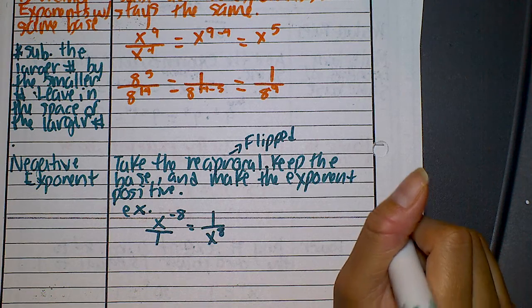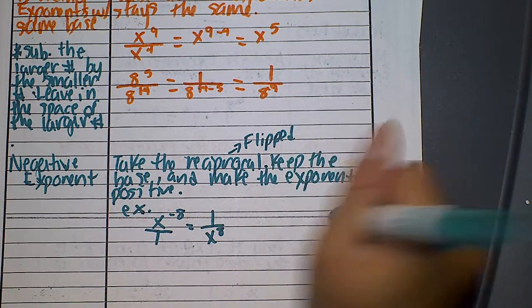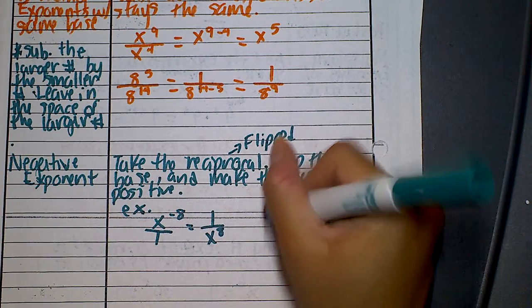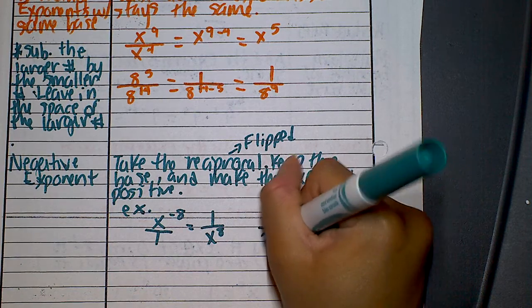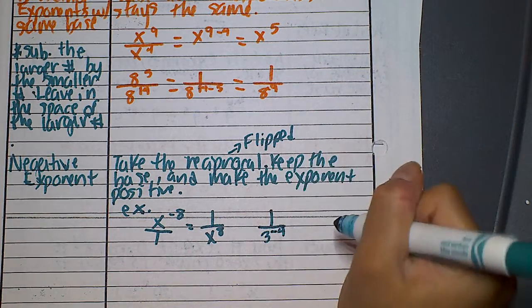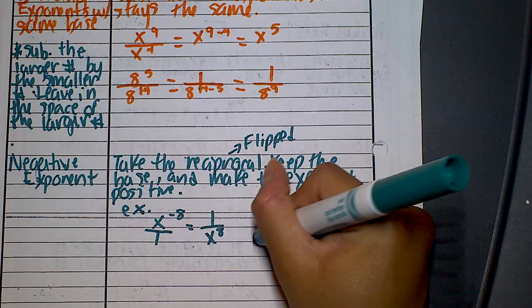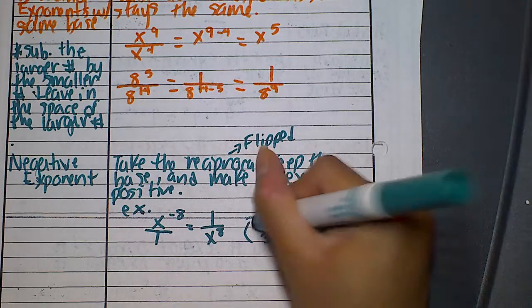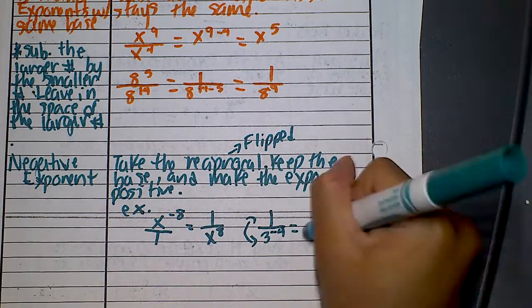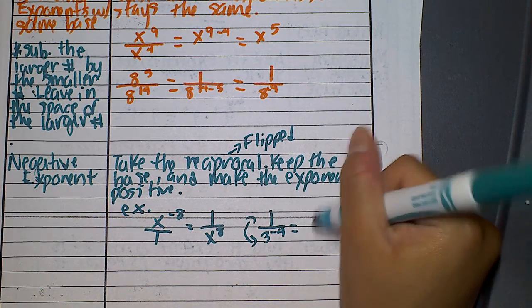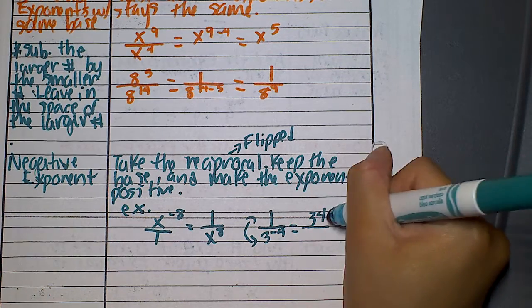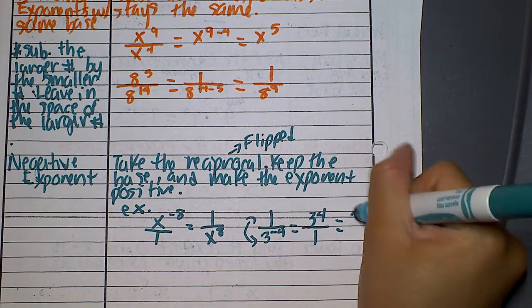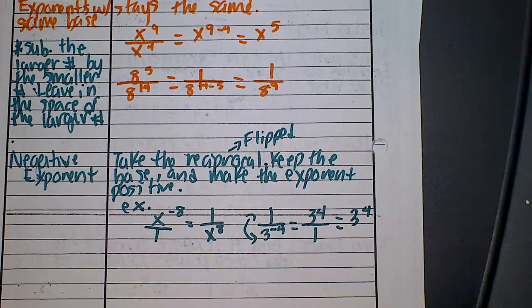And then let's say, for instance, I gave you a fraction already where you have 1 divided by 3 to the negative 4th power. We're going to take the reciprocal. So then instead now we'll have 3 to the 4th, positive 4, now over 1, which is just simplified to 3 to the 4th.